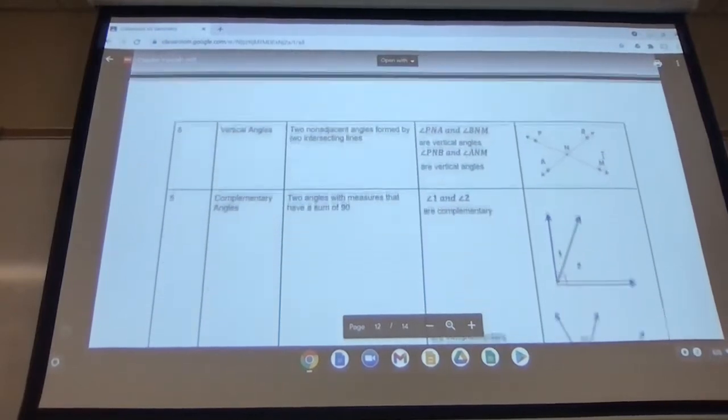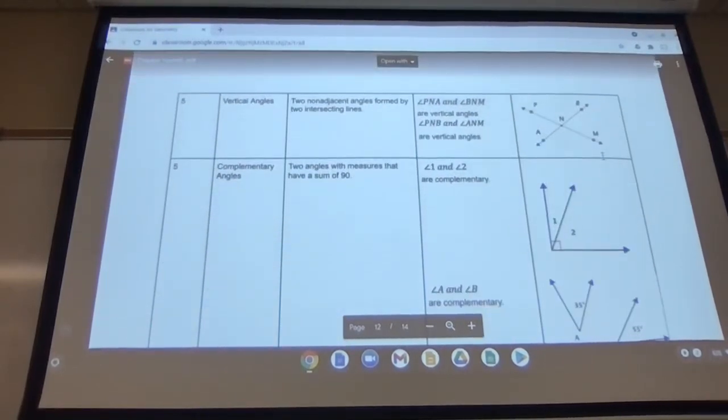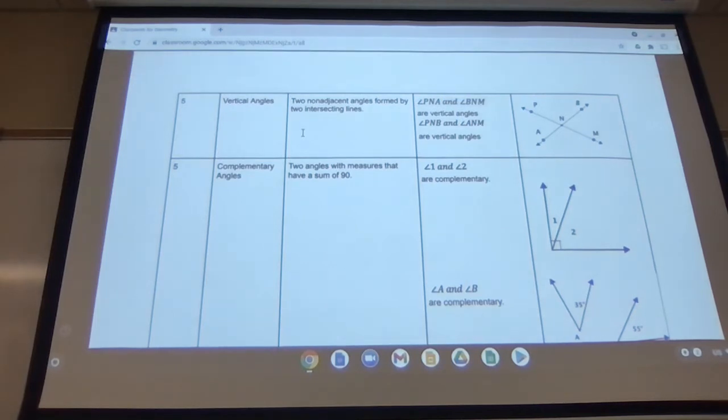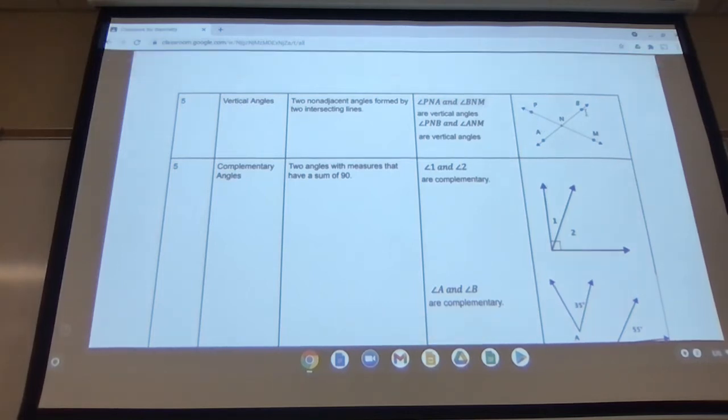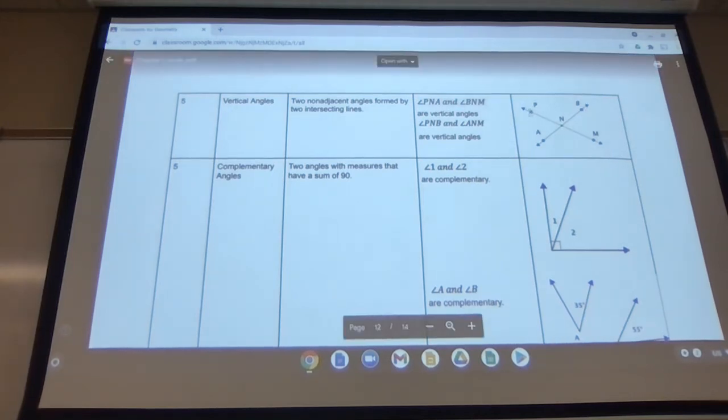Okay. Vertical angles, we're going to do a bunch of stuff, especially when we get to, I think it's chapter 3, vertical angles. Vertical angles are 2 non-adjacent angles formed by 2 intersecting lines. Non-adjacent means they're not next to each other, and they're formed by intersecting lines. Here's your 2 intersecting lines. Vertical angles you can think of as being across from each other. So I'm going to take this picture here. Angle PNB, which angle is non-adjacent to that? That would be right across from angle PNB.